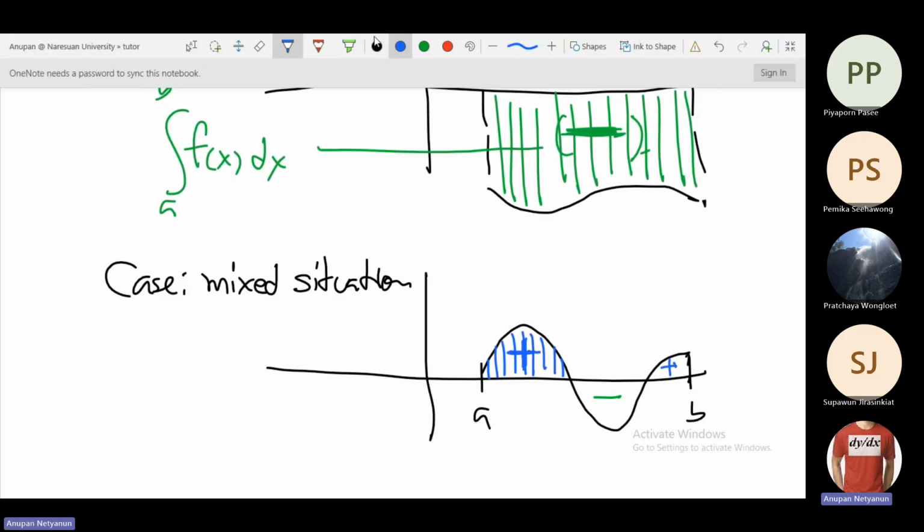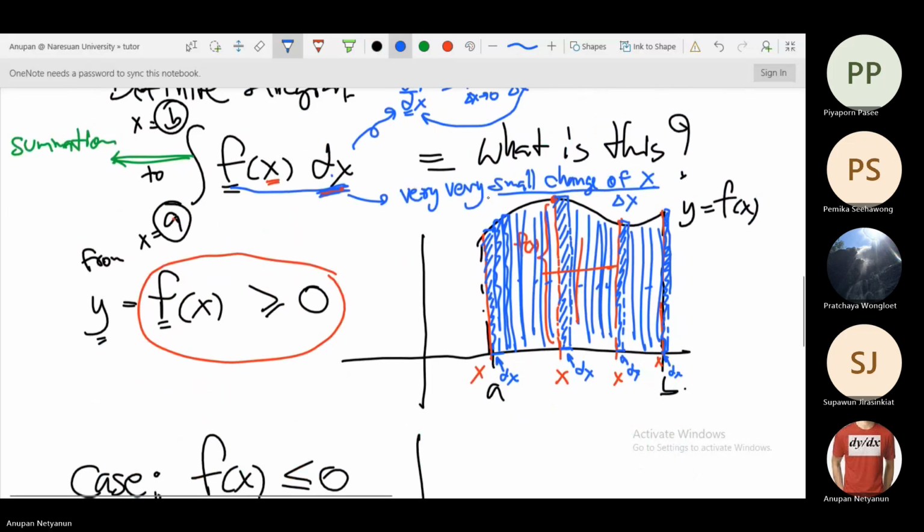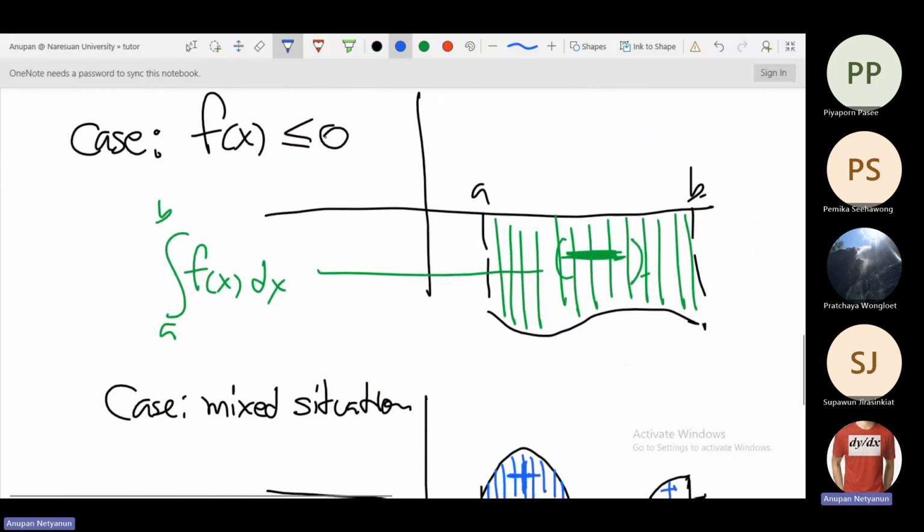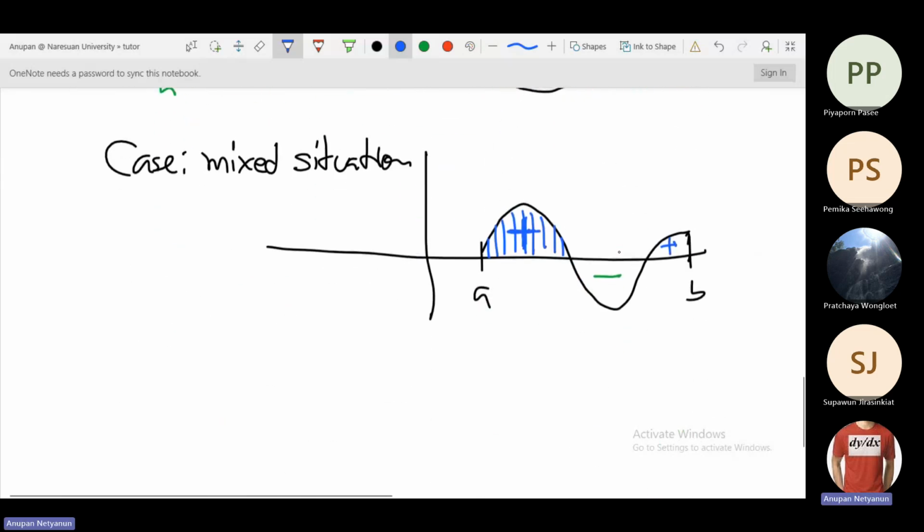The integral from A to B, when your graph is above the x-axis, is going to be the area under the graph, and the area is positive. When your function is less than or equal to 0, your graph is under the x-axis, and the area that you get is going to be negative. When you have a mixed situation, the area above the x-axis will be positive, and on the interval where the graph is below the x-axis, the outcome will be negative.